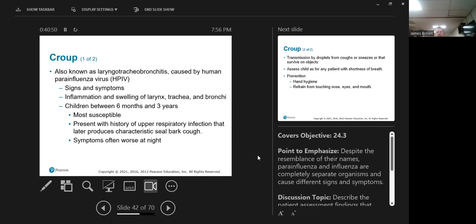And then you have croup. It's something we typically see in younger kids, ages 6 months to 3 years. It causes inflammation and swelling of the larynx, trachea, and the bronchi. Kids at this age are the most susceptible and present with an upper respiratory infection that later produces that seal bark cough. This usually occurs after the kid has gone to bed for the night. They wake up with this exact cough.